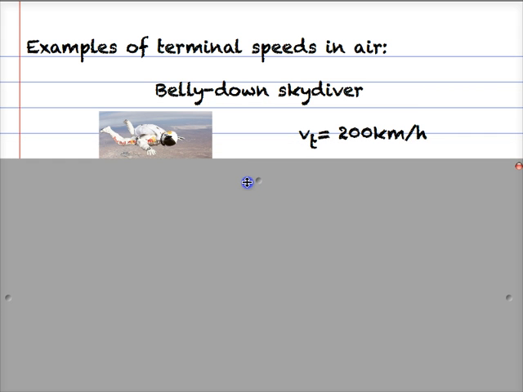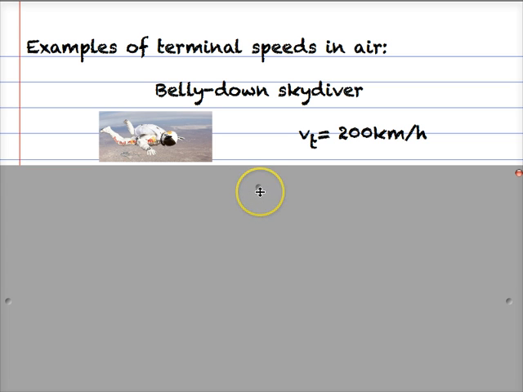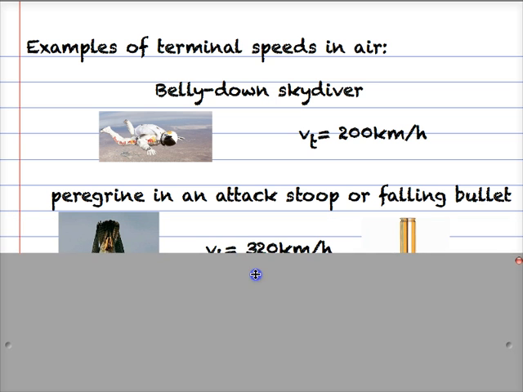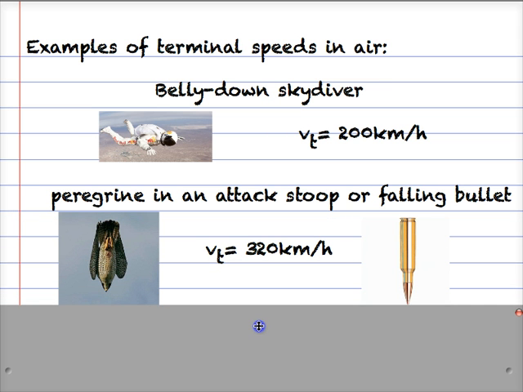Now we know the terminal speed of a coffee filter is around about 1 meter per second as it falls through the air, but let's have a look at some other objects' terminal speed. A belly down skydiver, normal position for a skydiver, arms out. Terminal speed is around 200 kilometers per hour. A peregrine falcon, a bird, in an attack stoop, so happens to have the same terminal speed as a bullet falling back to Earth. If a bullet was shot up into the air, it would fall back to Earth at 320 kilometers per hour, same as a stooping peregrine.